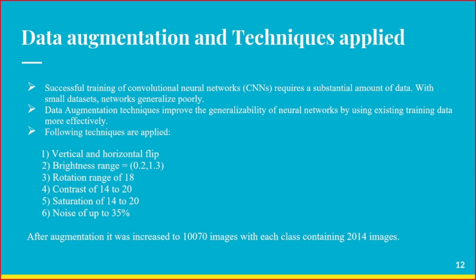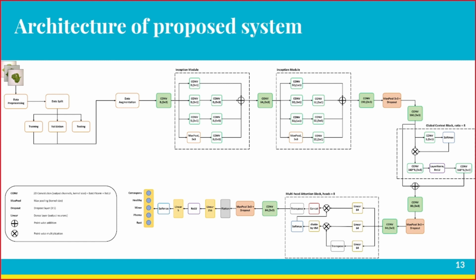Data augmentation techniques applied. Any successful training of a convolutional neural network requires a substantial amount of data. So data augmentation techniques were used to improve the generalizability of the neural network by using the existing training data more effectively. The following techniques were applied: vertical and horizontal flip, brightness range adjustment, rotation, contrast and saturation adjustment, and noise of up to 35% was added. After augmentation, the dataset increased to 10,070 images, with each class containing 2014 images.